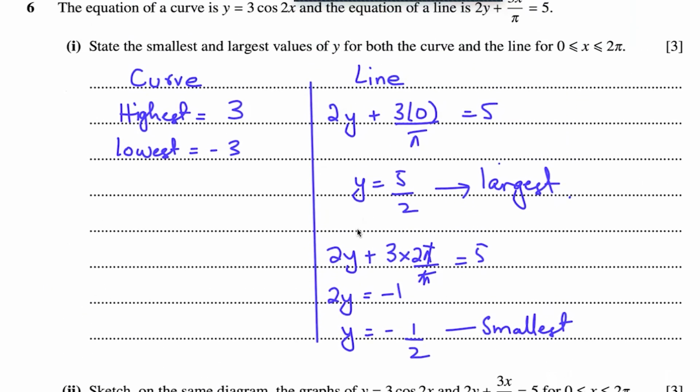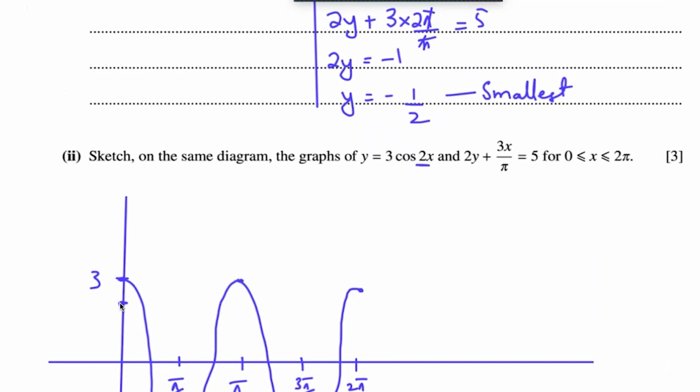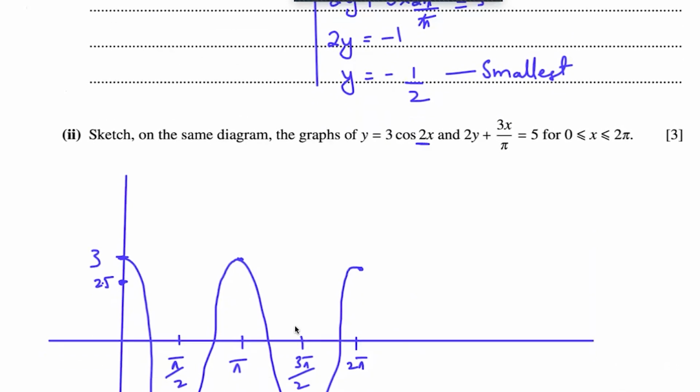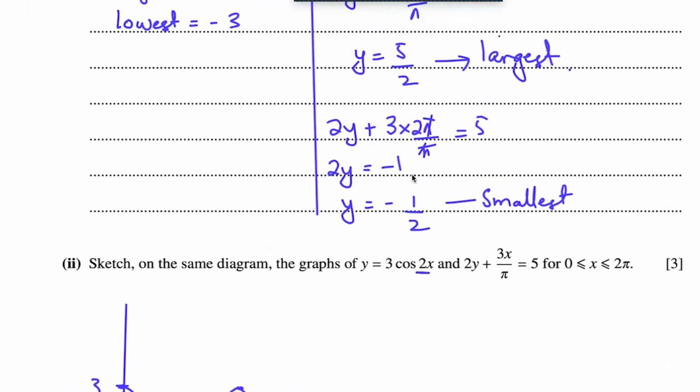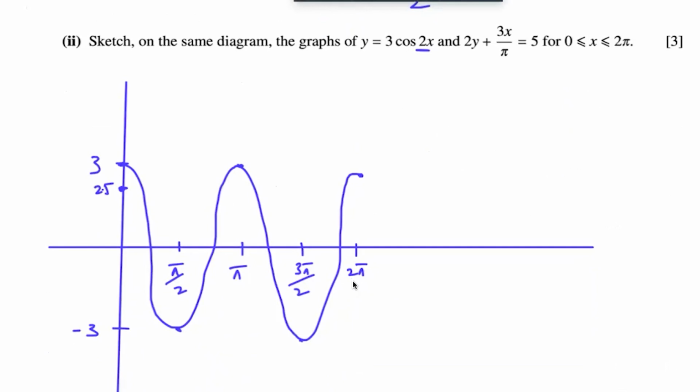We know that the maximum and minimum values for y of the line are 5/2 and minus 1/2. 5/2 is when x equals 0, so let's assume that 2.5 is over here and x is equal to 0. And the lowest point is minus half when x equals 2 pi. So let's assume minus half is over here, and the line would be drawn like this.